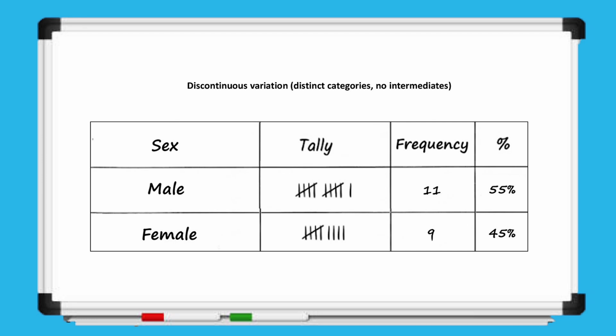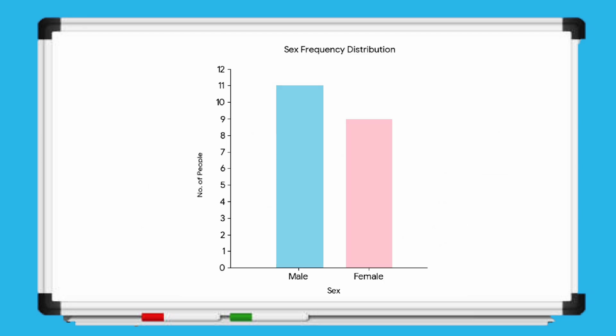Now let us look at the sex determination table. This is another example of discontinuous variation. Individuals are grouped as male or female. For example, there may be 11 males and 9 females in the group. This is represented using a bar chart, with 2 distinct bars. This trait is genetically controlled and does not show intermediate forms.